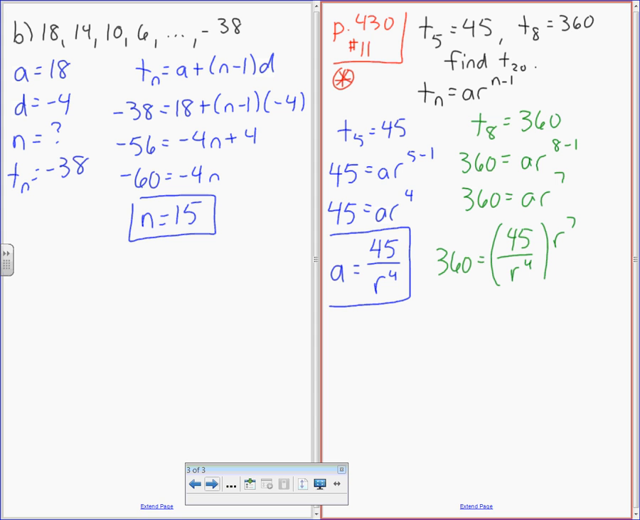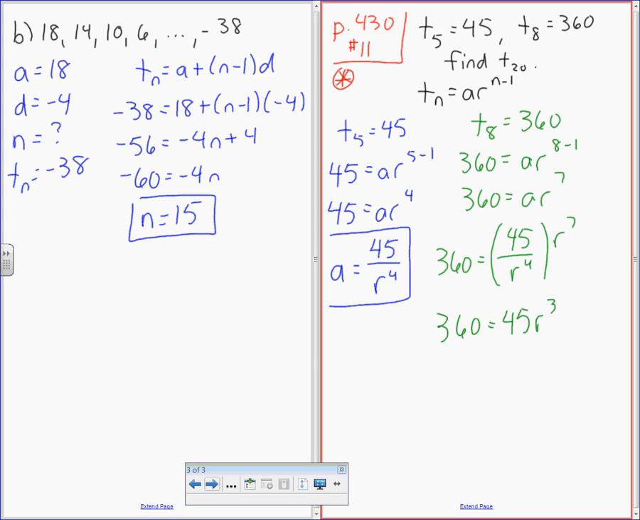Okay, I'm going to pick on Nicole. Nicole, what is 45 times r to the 7 divided by r to the 4 equal to? Luke, since you were working on your help, what is it then? It's going to be 45r cubed. Okay, how'd you get 45r cubed? r to the 7 divided by r to the 4 is r cubed. Right, because when you're dividing, we subtract the powers, right?